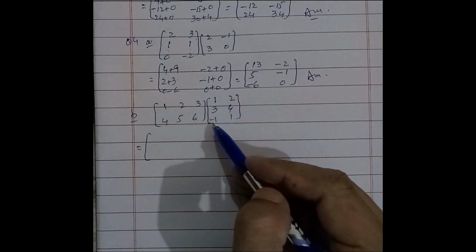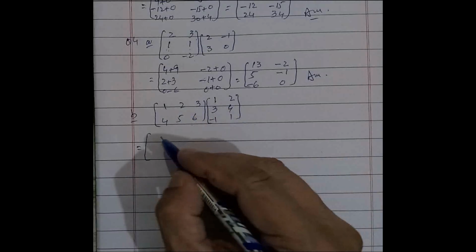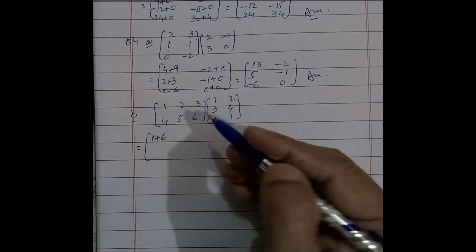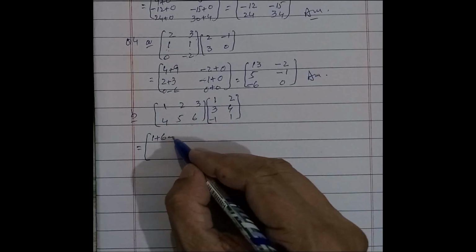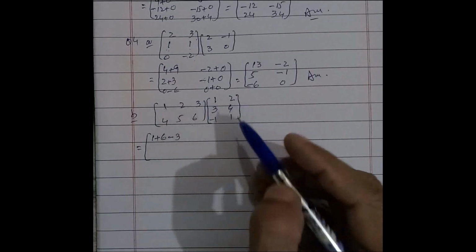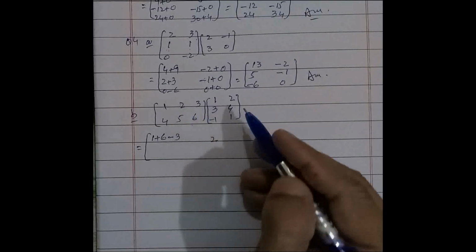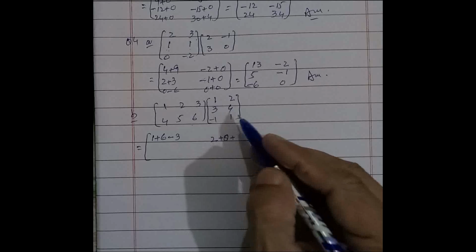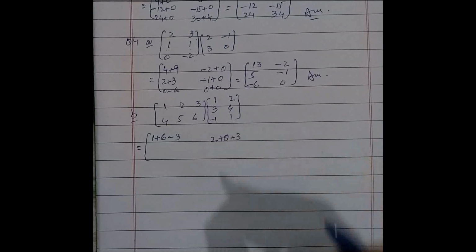First row with first column is 1 multiplied by 1 is 1, plus 2 multiplied by 3 is equal to 6, 3 multiplied by minus 1 is equal to minus 3. First row with the second column, 1 multiplied by 2 is equal to 2, 2 multiplied by 4 is equal to 8, plus 3 multiplied by 1 is equal to 3.